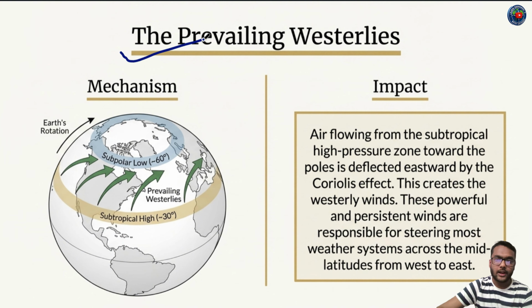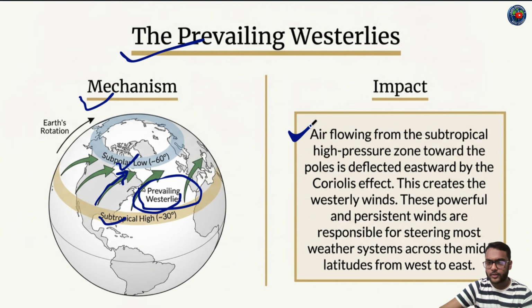Now the prevailing westerlies. The main mechanism is this subtropical high pressure region and this subpolar low pressure region. From the high pressure region, air moves towards the north, towards the subpolar low pressure region, and creates the prevailing westerly winds.